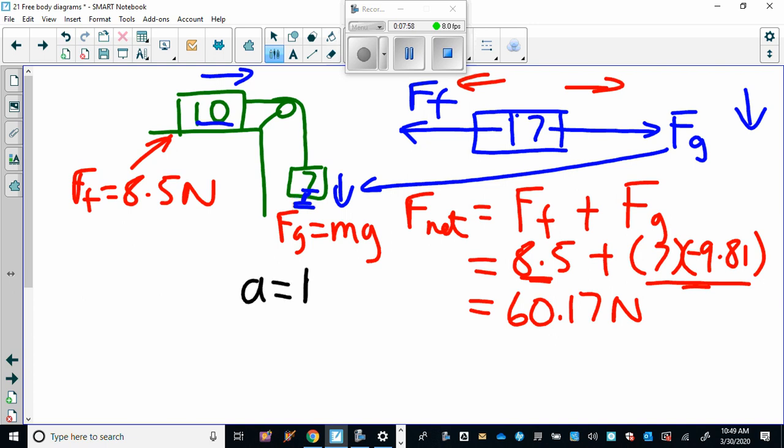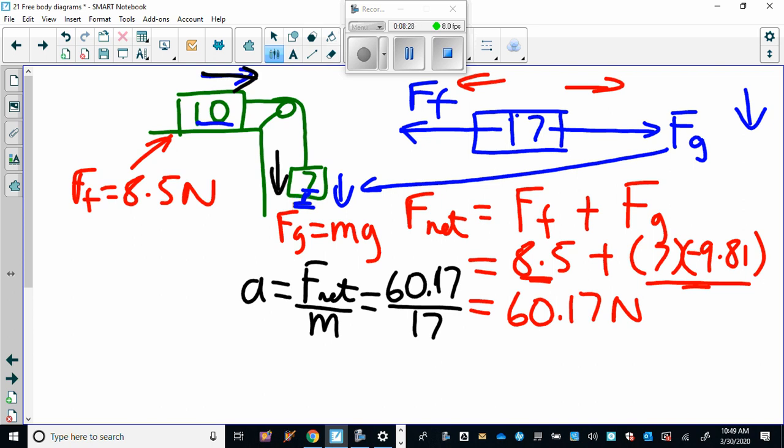Now the solution is similar to Atwood's pulley. Acceleration equals the net force divided by the mass. 60.17 divided by the mass of the entire system, 17. Because obviously if you put in just 7 or just 10, you get totally different answers. And there's no way they can be accelerating at different rates, because they're both accelerating at the same rate. Yes, the 10 is accelerating this way, and the 7 is accelerating there, but it will be the same magnitude.